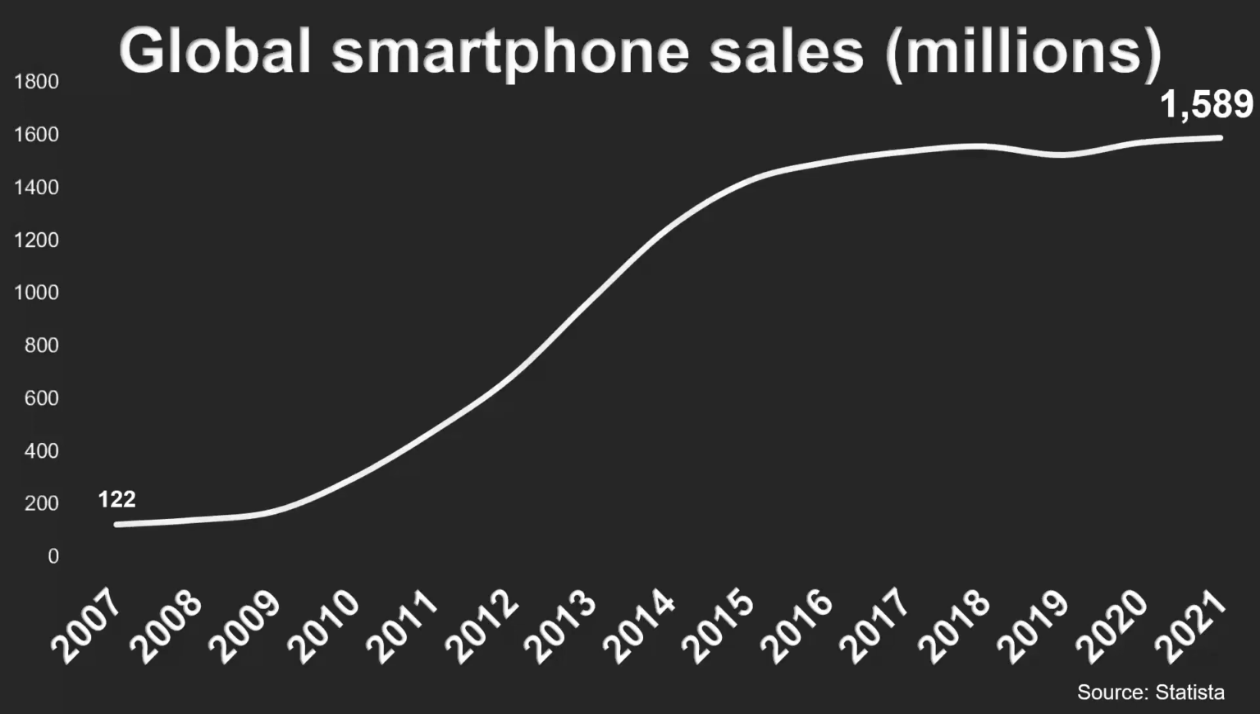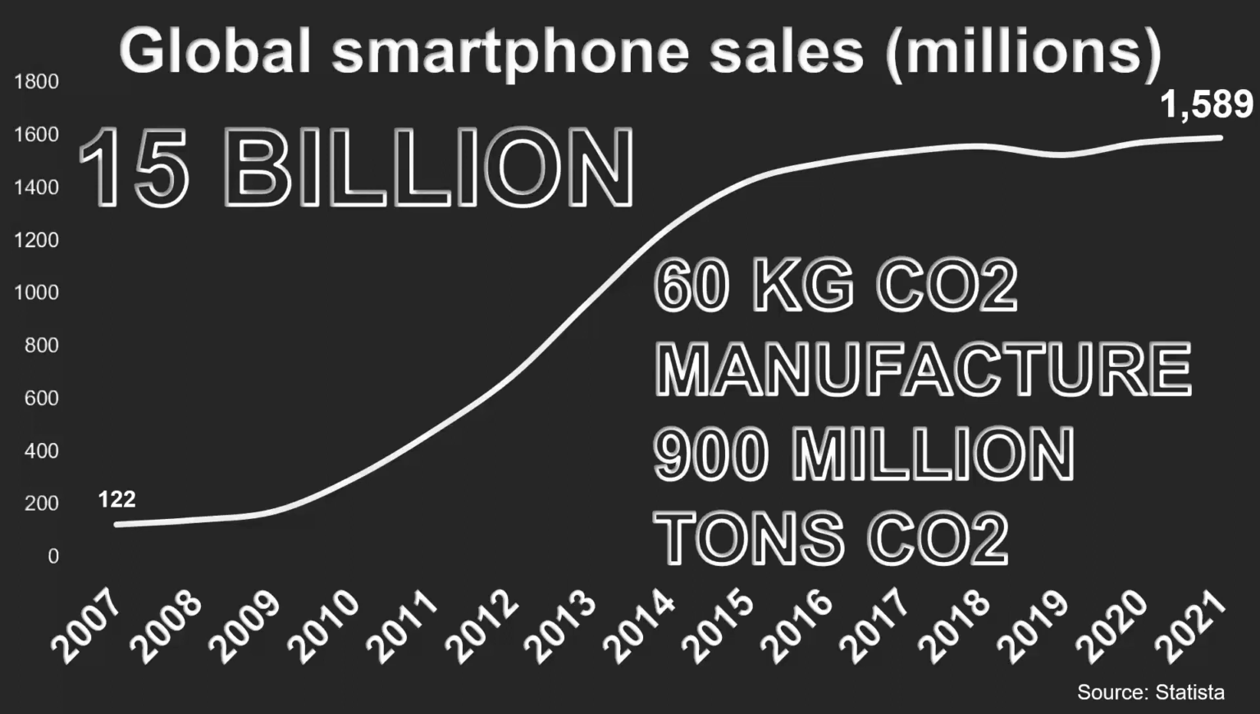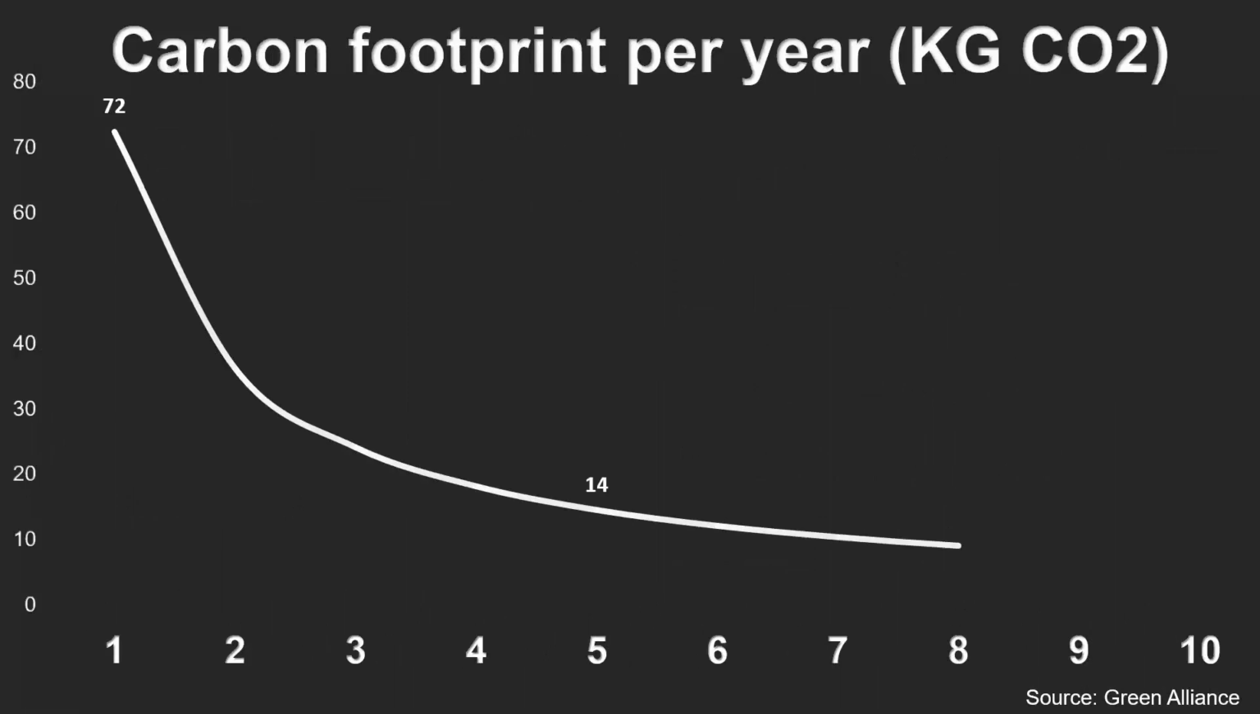Up to about selling about 1.5 billion smartphones a year by 2021. That's 15 billion smartphones, twice the human population, basically, since 2007. 60 kgs, that's 900 million tons of CO2, the footprint. The key rules here is hold on to our devices, fix them.